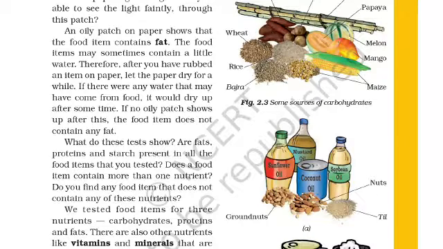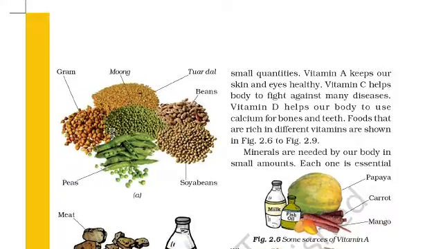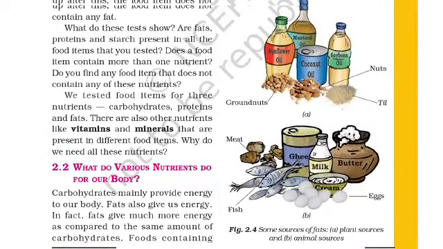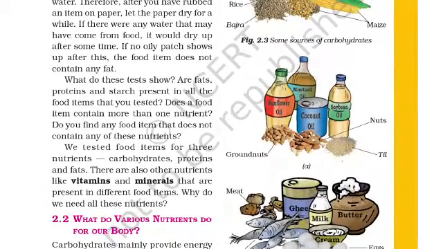See, we tested food items for three nutrients. How many nutrients have we tested for? Three nutrients: carbohydrate, proteins and fats. There are also other nutrients like vitamins and minerals that are present in many different food items. And why do we need all these nutrients? What is the use of these nutrients? We will study that later. Firstly, come to this picture.